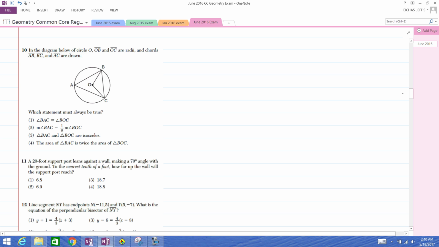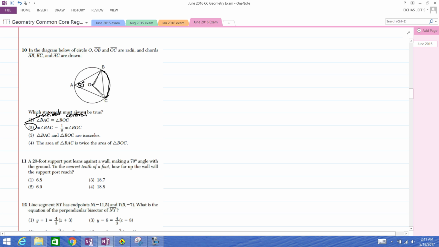Number 10, which is always true. BAC, that's an inscribed angle. And BOC is a central angle. They open up to the same arc or intercept the same arc, BC. They're not going to be equal. Okay, we can move on from there. BAC is half of BOC. That's actually true. All right, that's the one that's true. So, basically what's going to happen is, let's assume this is 50 for a second.